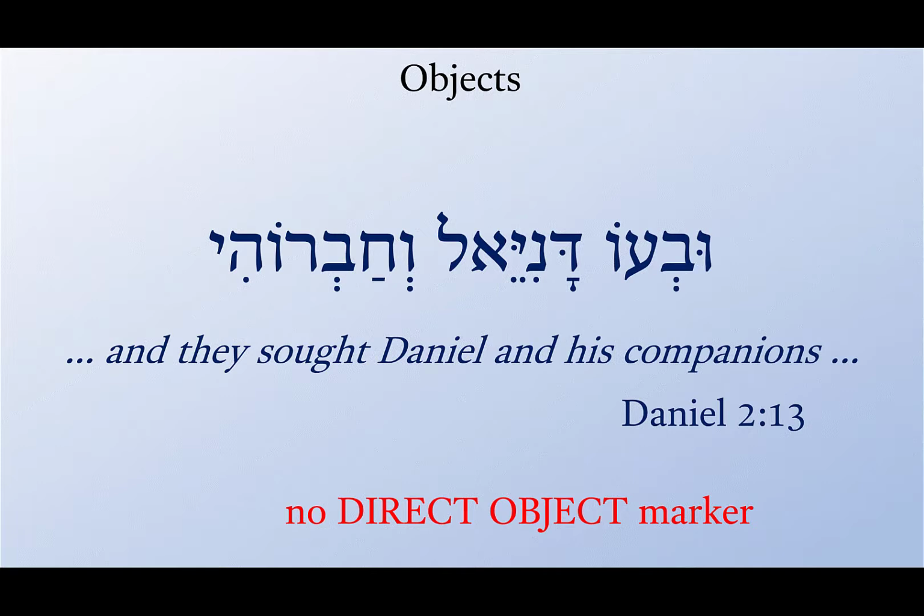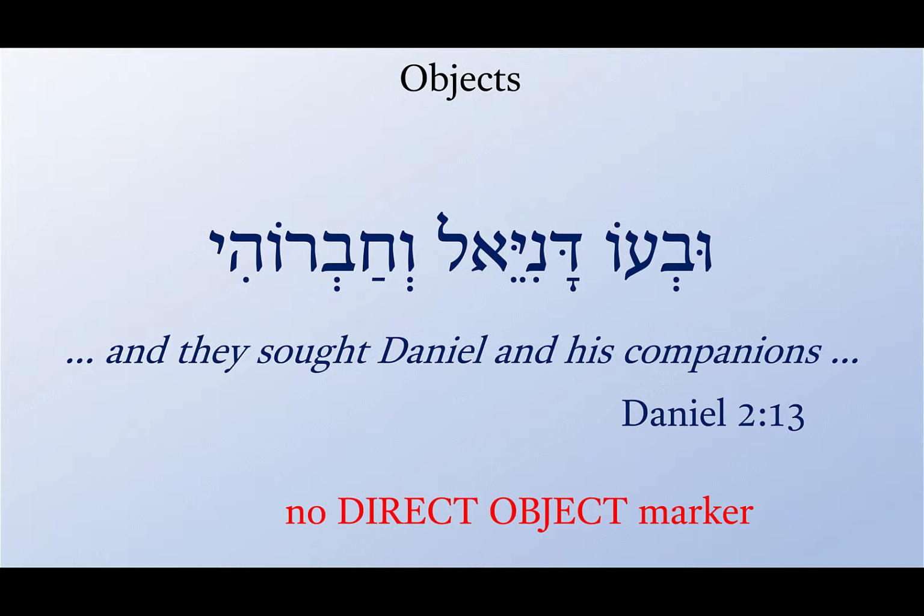Now, all of this is to say, marking of the direct object is not obligatory in Biblical Aramaic. So in Daniel 2:13, and they sought Daniel and his companions. Well, there's no mark here. The first word is the verb, and then you have those whom they sought, Daniel and his companions, without there being some sort of special mark of the direct object.